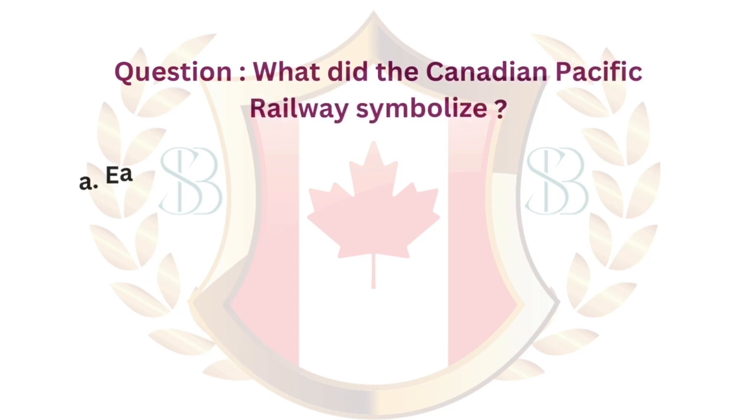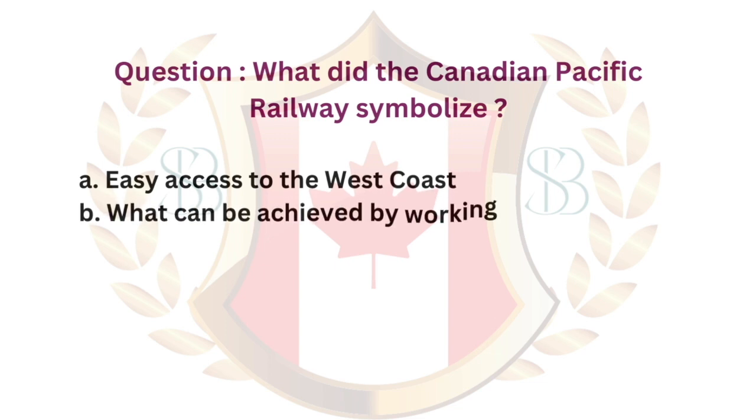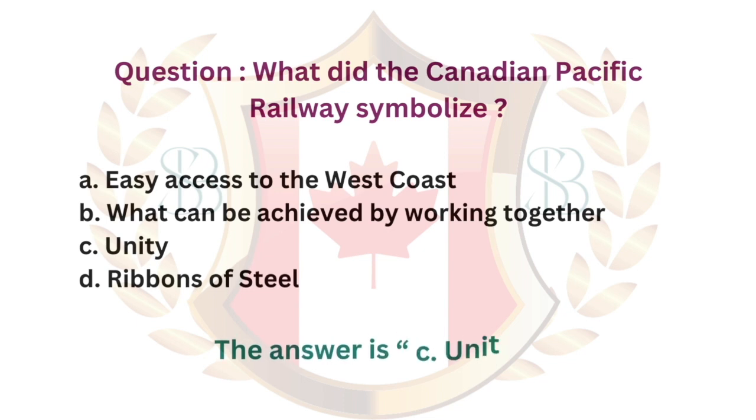Question: What did the Canadian Pacific Railway symbolize? A. Easy access to the West Coast. B. What can be achieved by working together. C. Unity. D. Ribbons of steel. The answer is C. Unity.